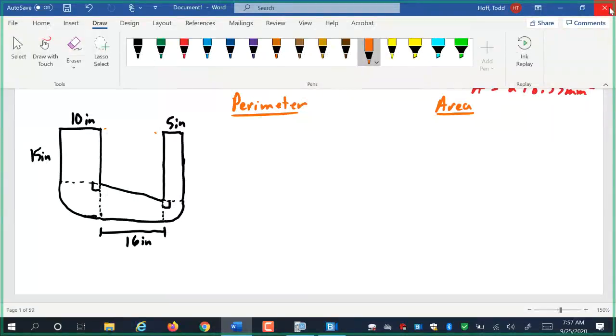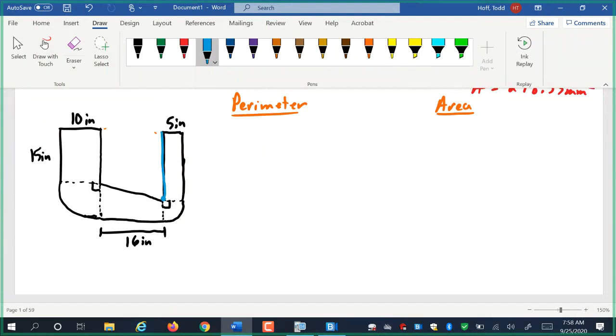How are we doing? Are we ready or do you need another minute? Take a look at it. Okay, so this one is a little complex. Let's do for perimeter. Let's start right here and we'll go around.